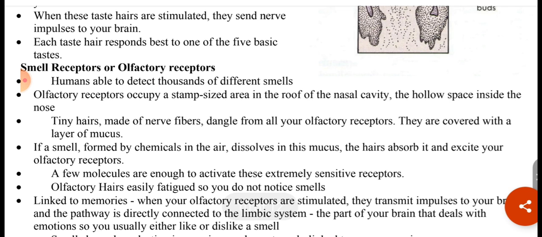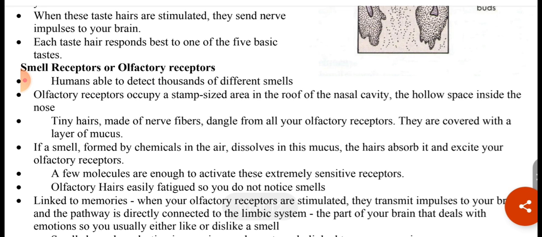If a smell formed by chemicals in the air dissolves in the mucus, the hair absorbs it and excites the olfactory receptors. A few molecules are enough to activate these extremely sensitive receptors. Olfactory hairs easily get fatigued, so we do not notice the smells for a very long time. These are linked to memories.